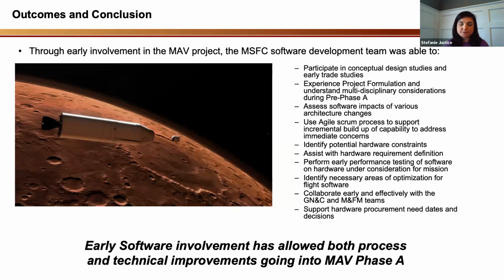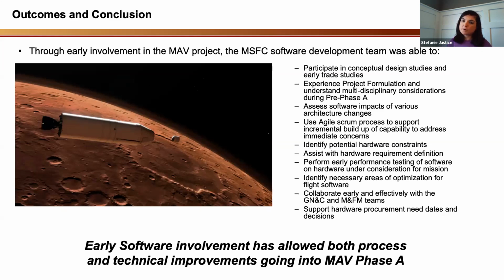And sometimes when you're focused on software development, your focus is there and you don't get to understand why some of the architectural decisions were made the way they were early on. So I think that was very valuable for everyone to see that phase of a project. We were also able to assess the software impacts of the various architecture changes early on. We were going through several vehicle iterations very early, and we could look at each one of those and say, hey, this is how it'll affect the software. And I think that was value added to the project as a whole.